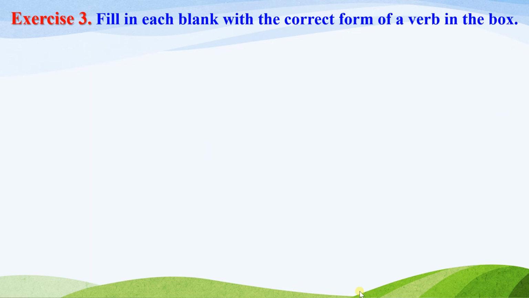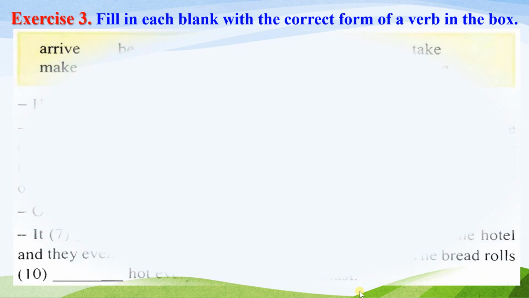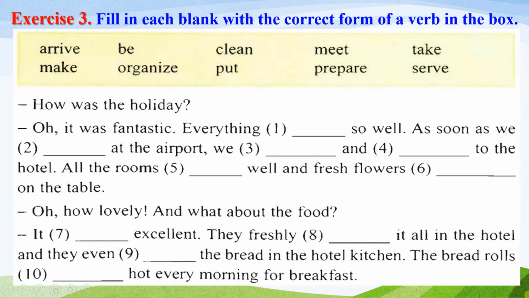Exercise 3. Fill in each blank with the correct form of a verb in the box. Now look at the verbs in the box: arrive, make, be, organize, clean, put, meet, prepare, take, serve. Now try to fill in each blank with the correct form of a verb in the box. We try to work together.